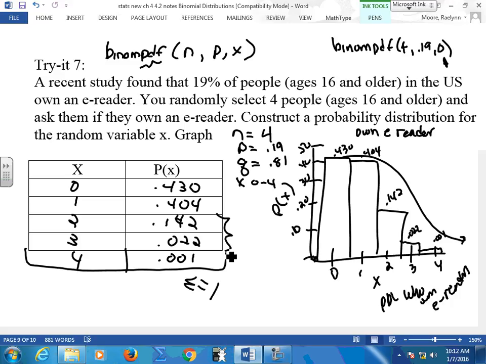Okay, now, if we wanted to find the mean and a standard deviation, we could put this in your L1, L2. So let's do that. Put it in your L1, L2.